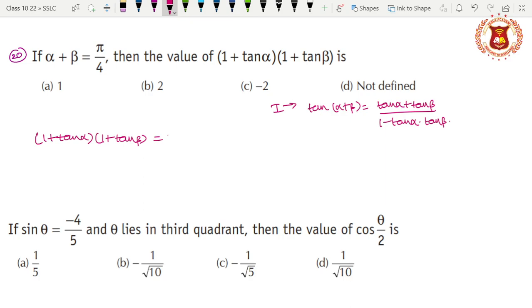1 into 1, 1 into tan beta, tan alpha into 1, and tan alpha into tan beta, right? Okay, 1 into 1 is 1, 1 into tan beta is tan beta, tan alpha into 1 is tan alpha, and tan alpha into tan beta is tan alpha tan beta.